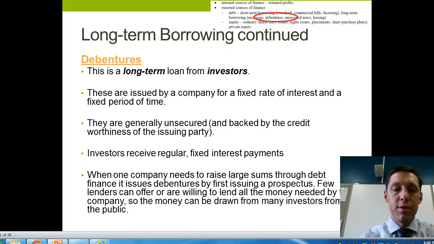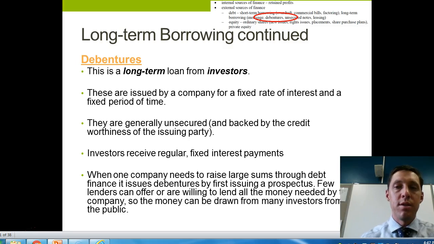As it says there, few lenders can offer or are willing to lend all the money needed by the companies. Often the company will need a significant amount of money for potentially purchasing stock or buying some sort of assets. So often many debentures would need to be issued to get enough capital for that company's requirements or the debt requirements. So just to confirm, with the debenture, because it is unique, the money is coming from investors as opposed to a bank or a financial institution, and those investors are effectively lending that money to those organisations. It's unsecured, and so therefore there is a higher rate of interest attached.